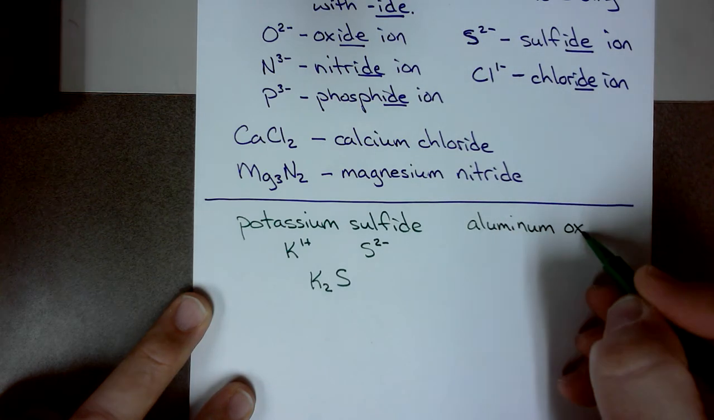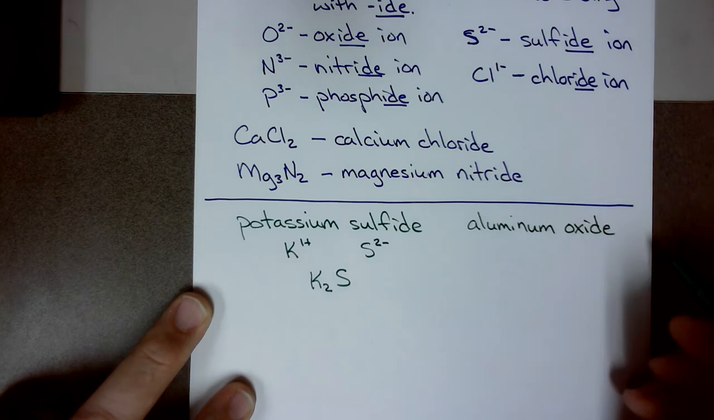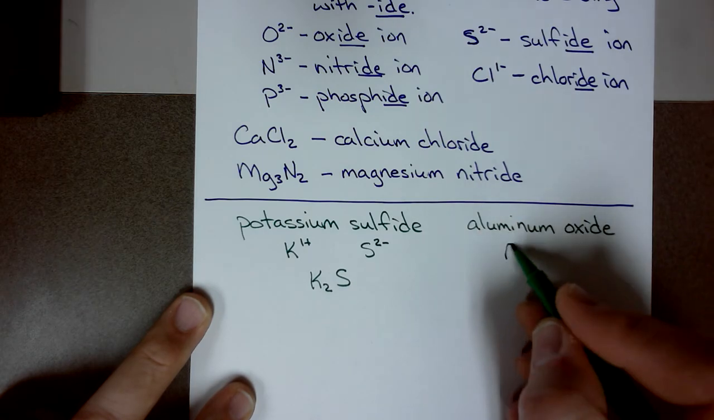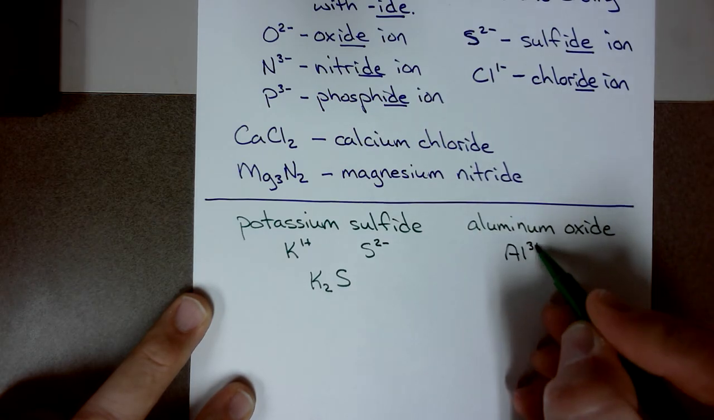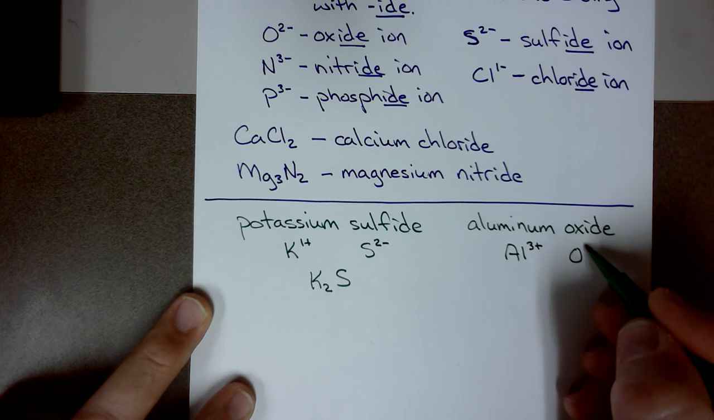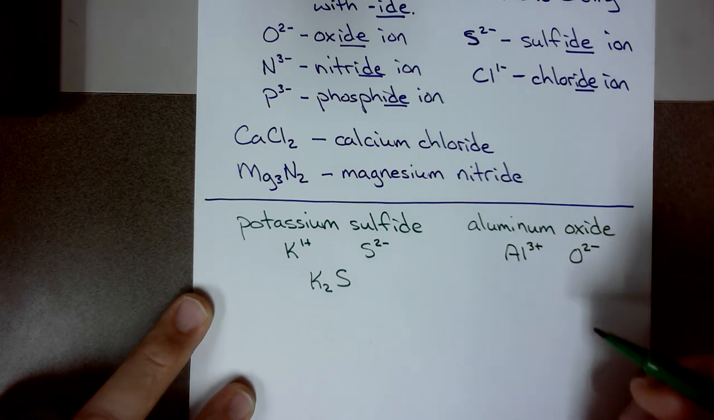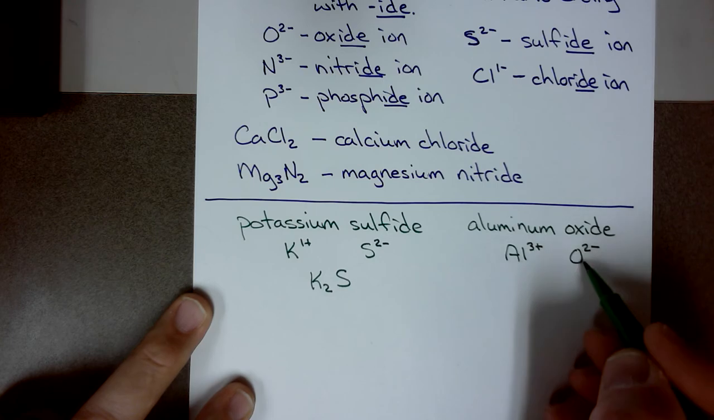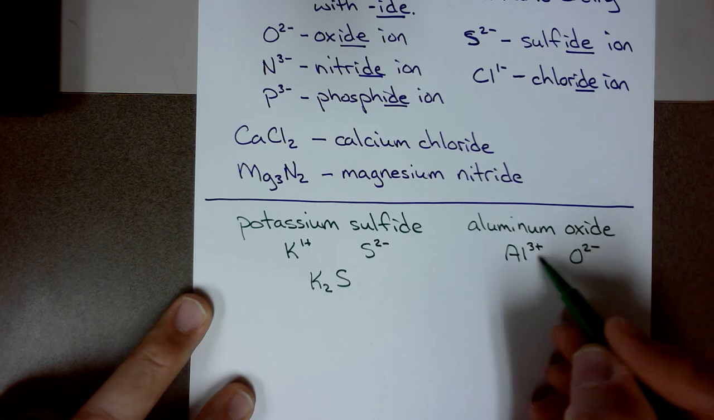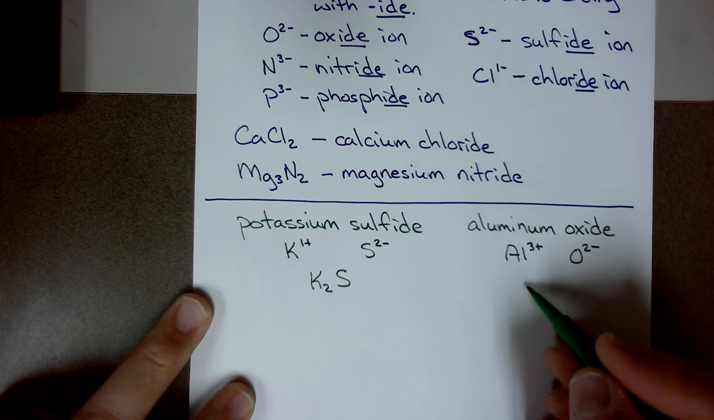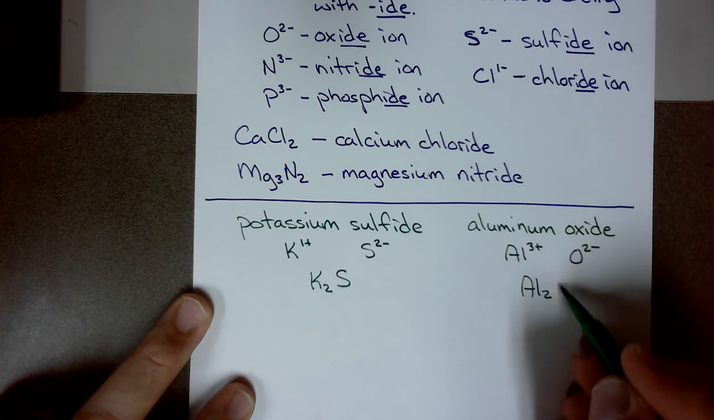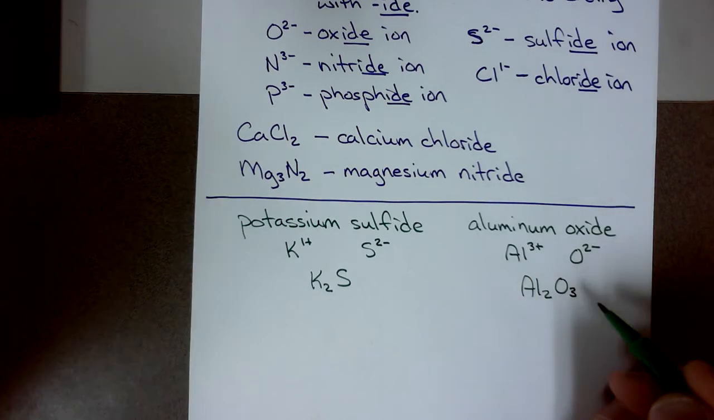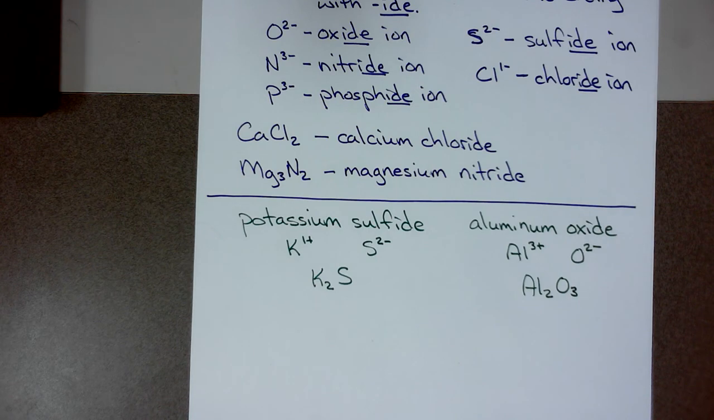Or let's say I have aluminum oxide. Okay, so I write down the aluminum ion, that's Al3+, the oxygen ion or oxide ion, O2-. Do the crisscross, so this 3 means I need 3 oxygens, this 2 means I need 2 aluminums, so it'll be Al2O3. And we will finish this video with those 2 examples.